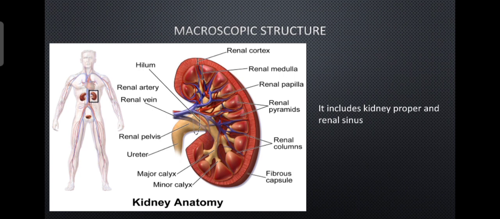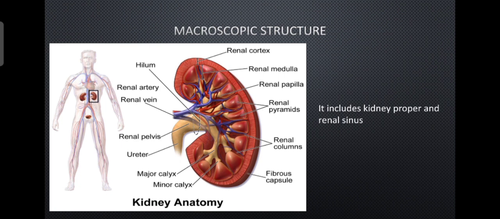Now we move on to the gross structure of the kidney. The kidney is classified mainly as kidney proper and renal sinus. Kidney proper consists of renal cortex and renal medulla. The renal cortex is the area present on the outer aspect, and the renal medulla is the arrangement of pyramidal structures. They are called pyramids because of their structural arrangement.